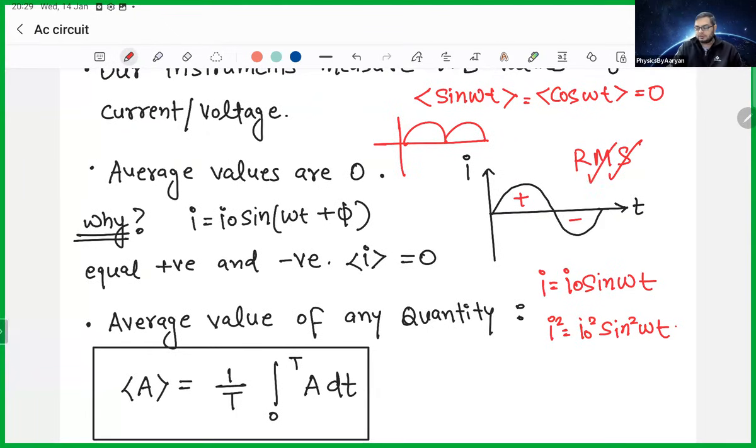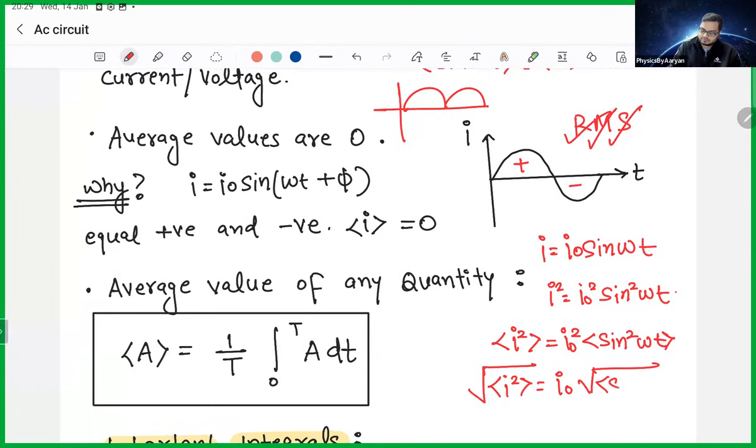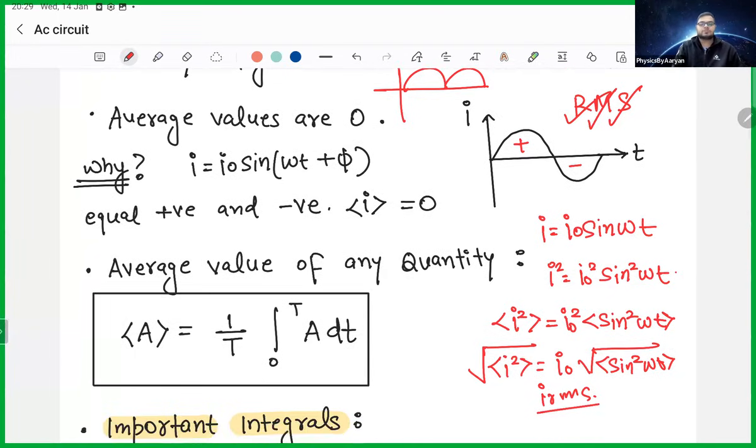Second thing that you do is mean. So now you have to find the mean of I square. And the last thing that you do is under root. So you do the under root of this, and this will give you the value of IRMS. Okay. So first you do square, then you do mean, then you do the under root. That is why we call it root mean square value.